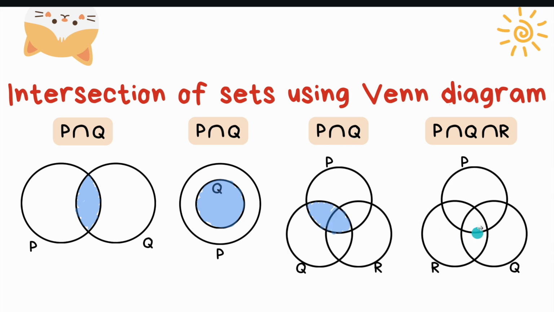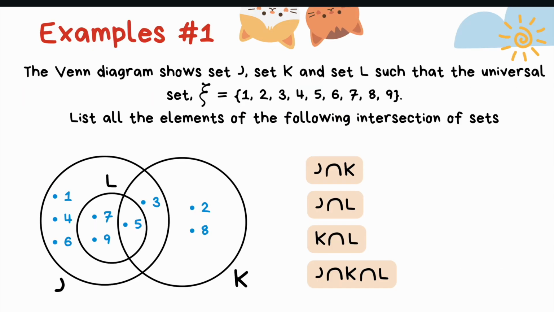The final question involves three sets. As usual, we would only look for the part where all the involved sets overlap, as it represents their intersection. Hence, the shading would look like this. Now, let's move on to some examples to see how it is used practically. You can go ahead and pause the video if you want to try the question out for yourself first.